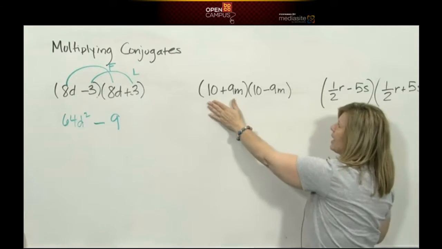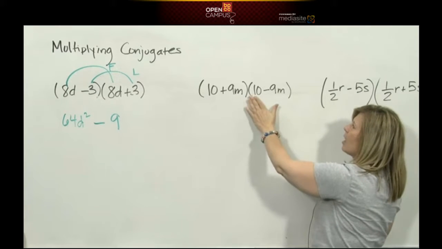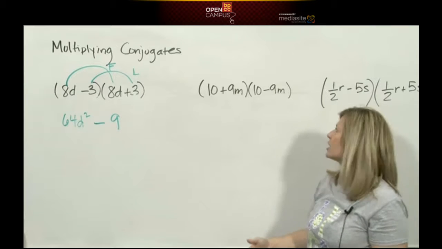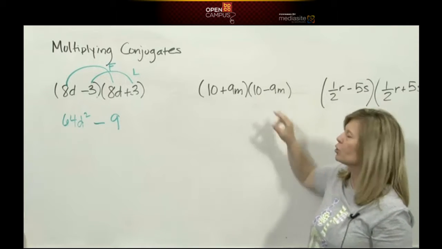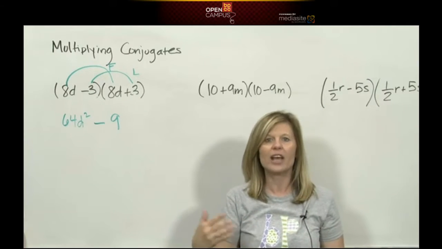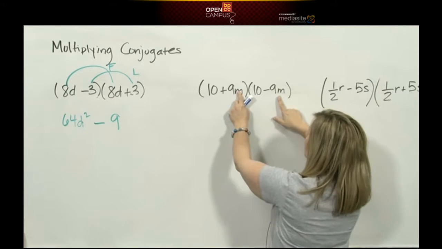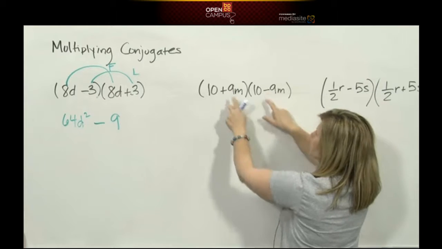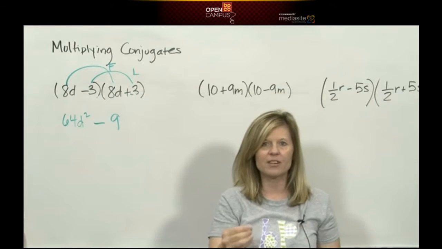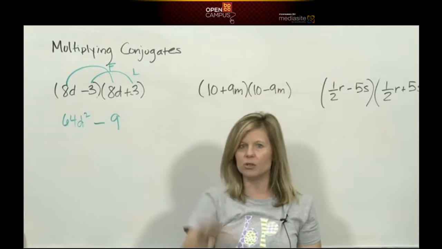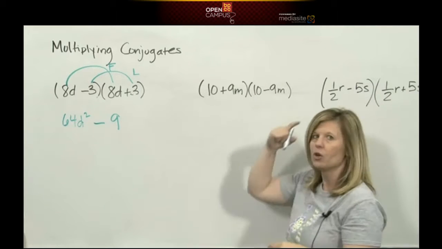Okay, let's go to the next. I want to multiply 10 plus 9m times 10 minus 9m. First thing, are they binomials? Yes. Two terms, two terms. Next thing, are they conjugates? Yes. They both have a 10, they both have a 9m, but the middle symbol's different. So that's our definition, they're conjugates. If we're multiplying conjugates, we do not need to do it vertically. We're going to do it in our head.